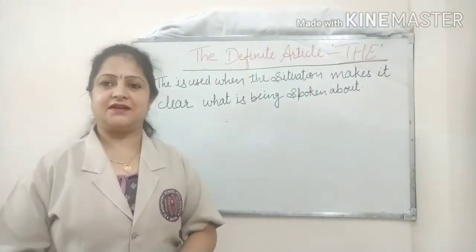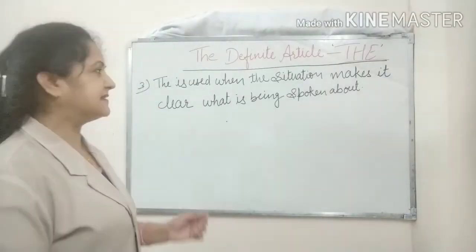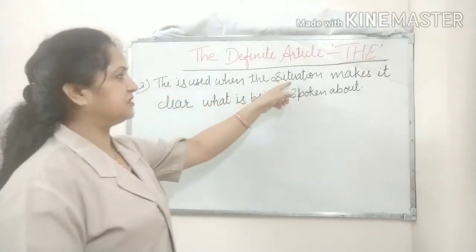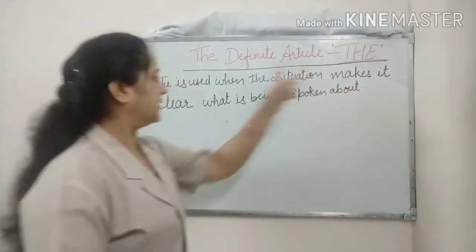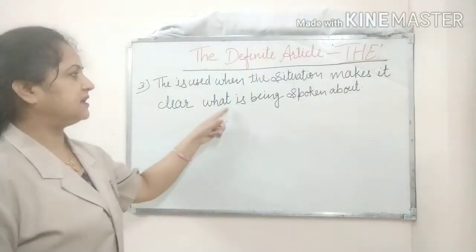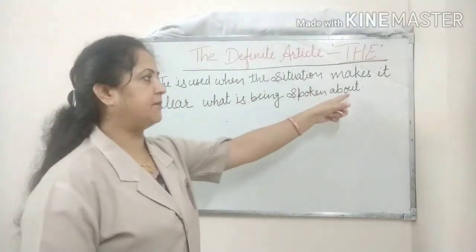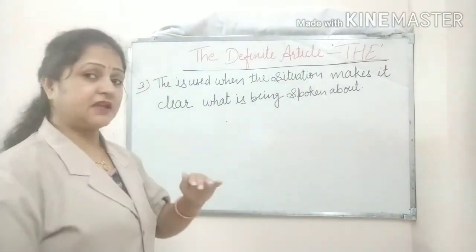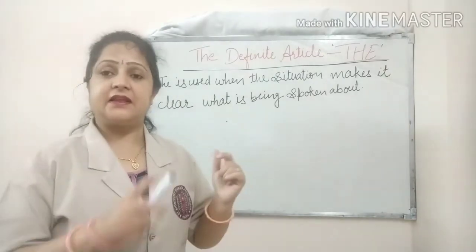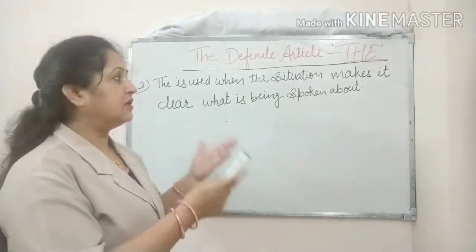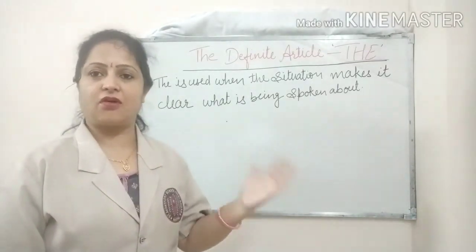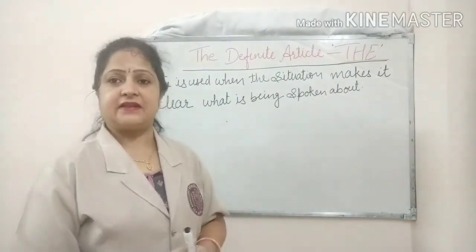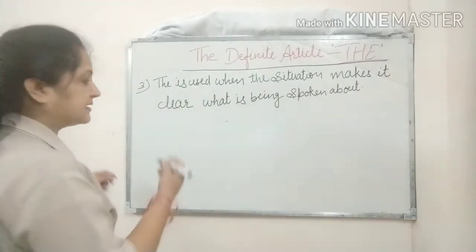The third use of the is used when the situation makes it clear what is being spoken about. That means in such cases where the speaker and listener both know what the speaker is talking about. Let's take one example here. The example is, can you answer the phone?